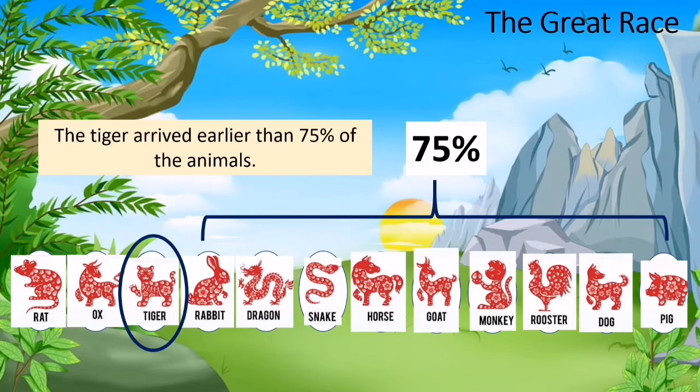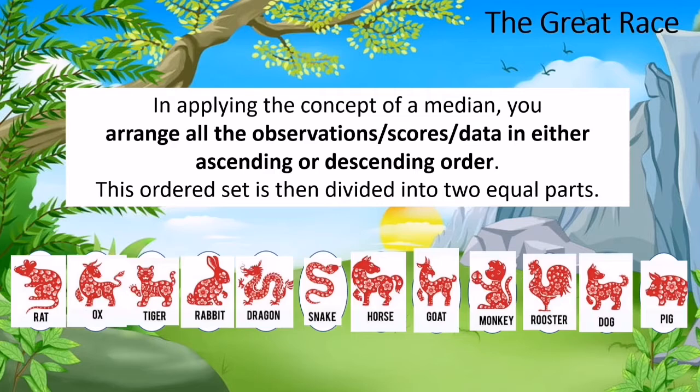Interestingly, based on this example, we can say that there are several measures that can be used to describe the position of the tiger. One measure that you had discussed when you were in grade 7 and grade 8 was the median. In applying the concept of a median, you arrange all the observations, scores, or data in either ascending or descending order. This ordered set is then divided into two equal parts.